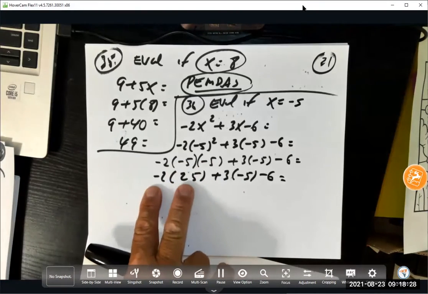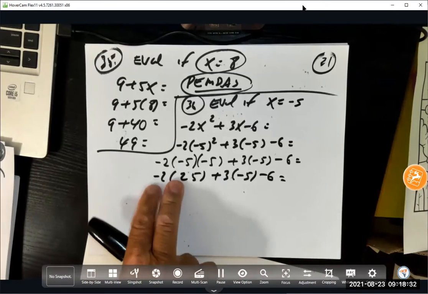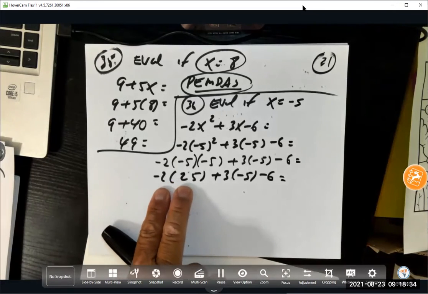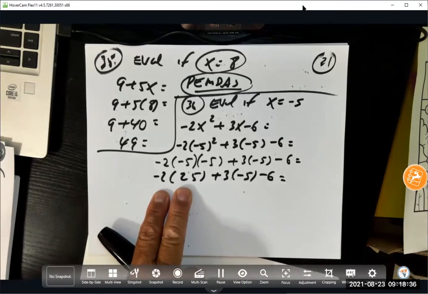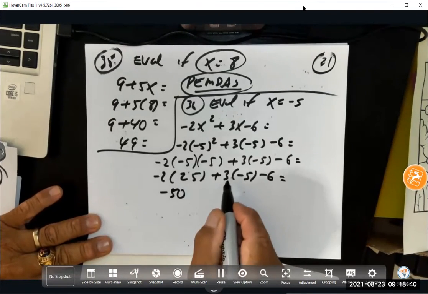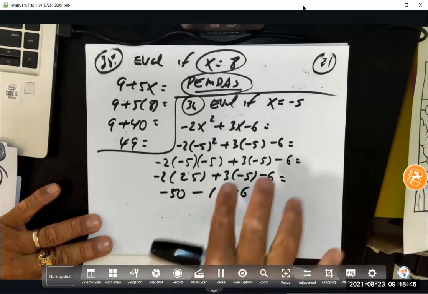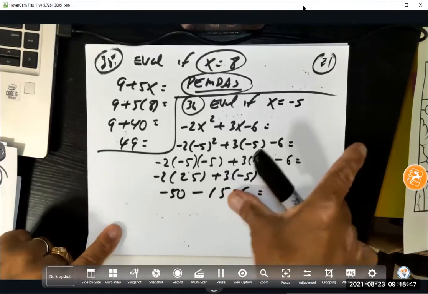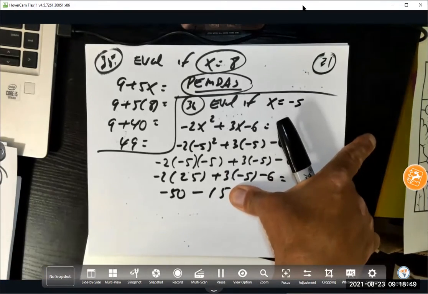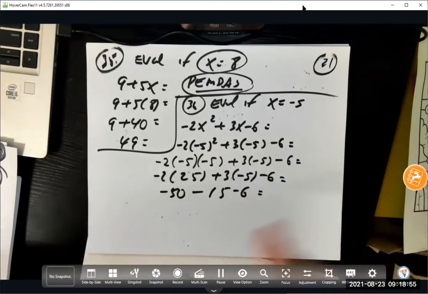Okay, now I'm going to multiply the first two numbers I see in front of me. What's -2 times 25? -50. And this would be a -15. All right, so now I'm going to put those two numbers together. A -50 and a -15 together is a negative what? 65.